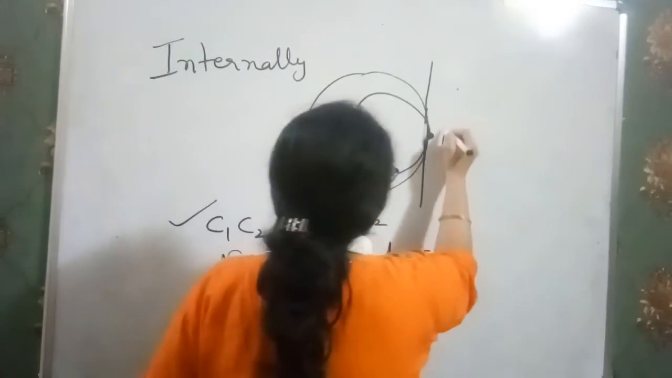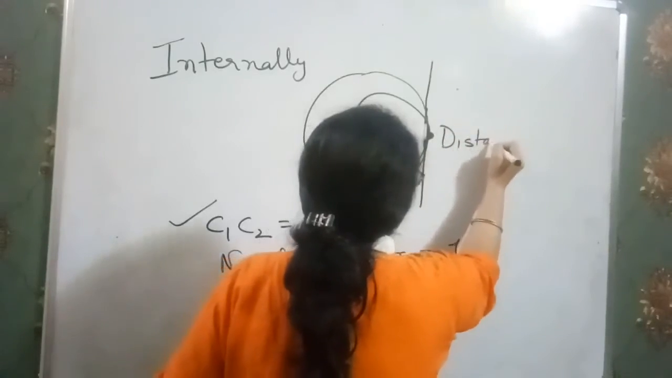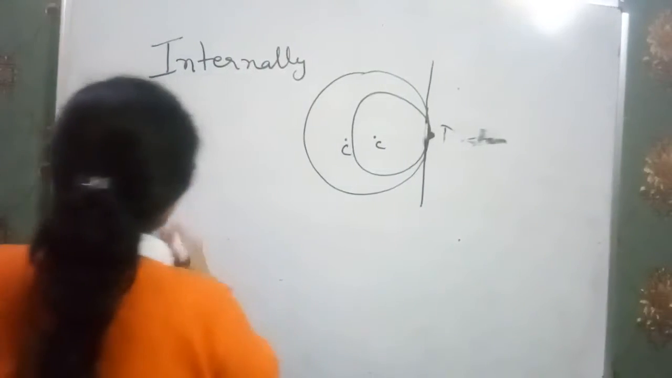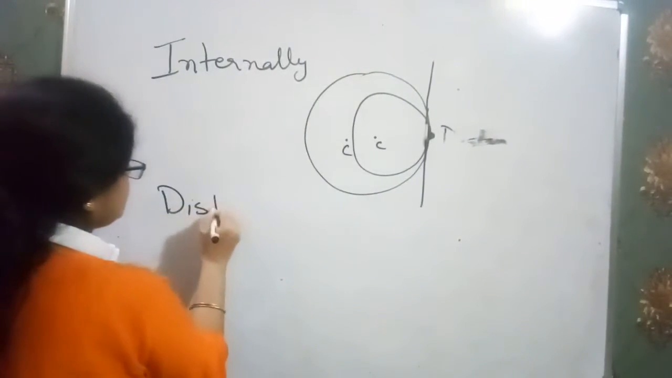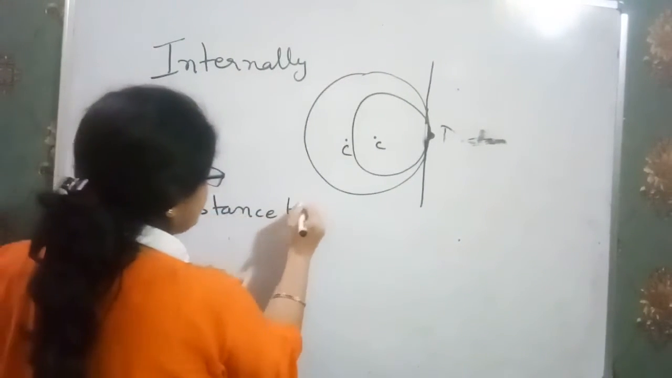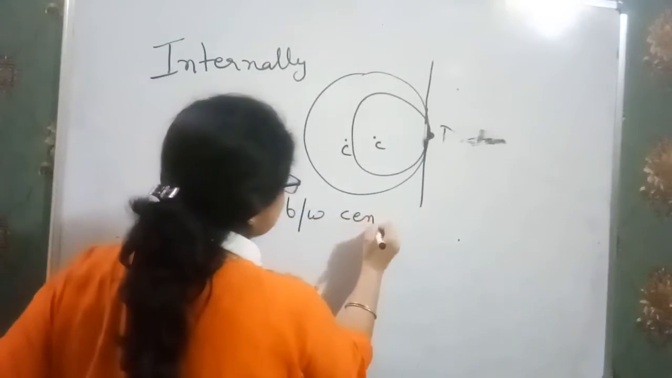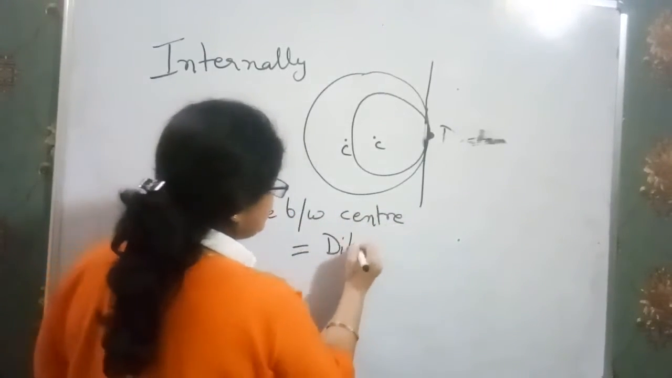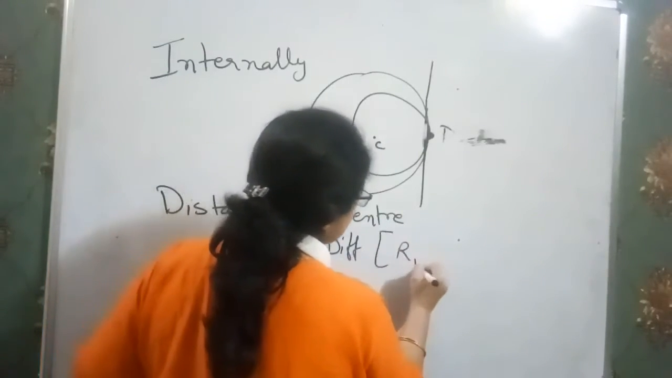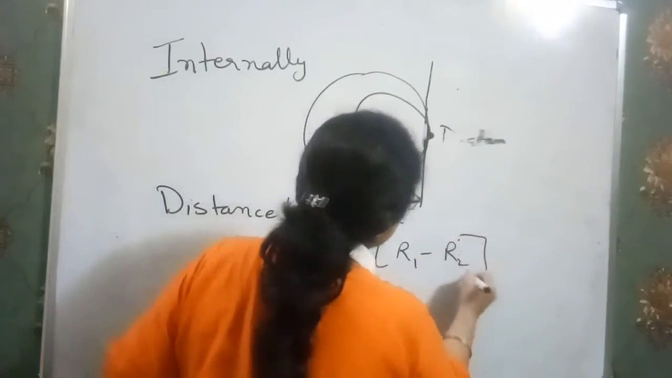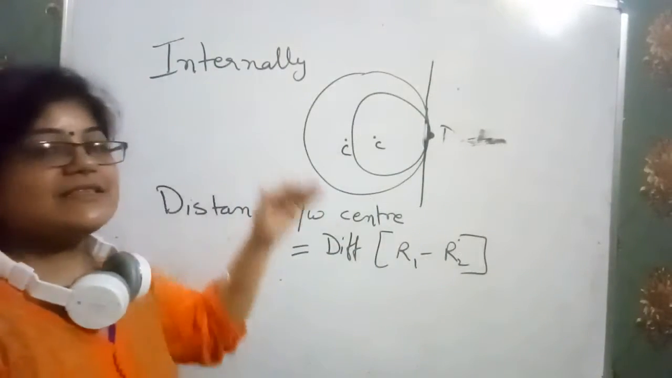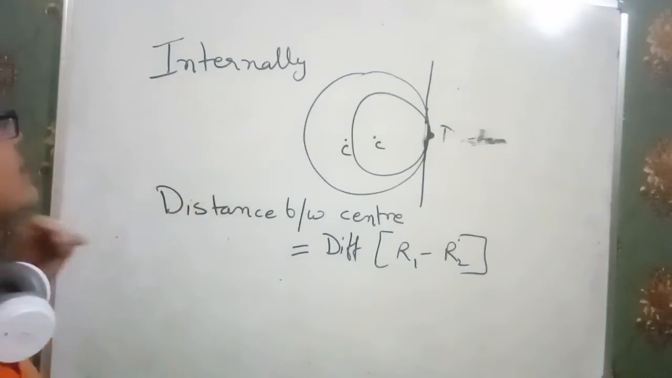What does it mean? Just don't forget, I write over here: distance between centers is equal to the difference of radii, radius 1 minus radius 2. Clear? So there are 2 cases: when the circles touch externally and when they touch internally.